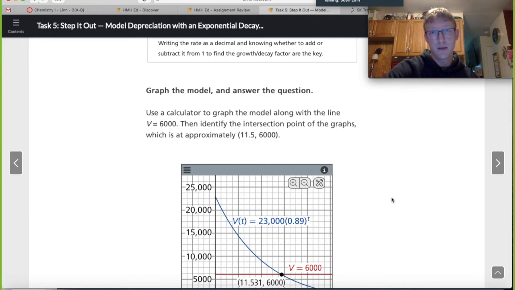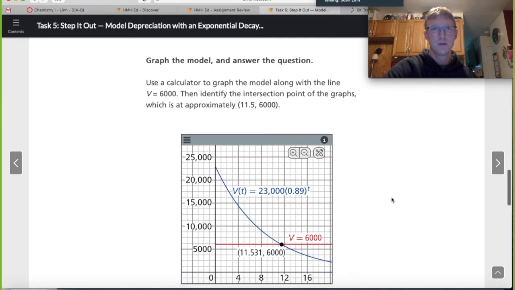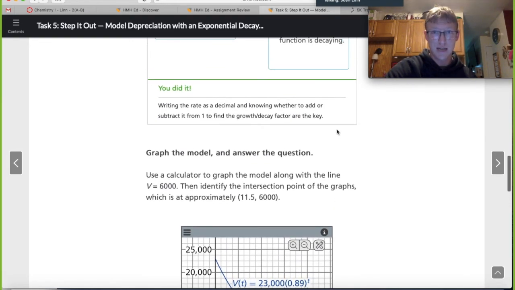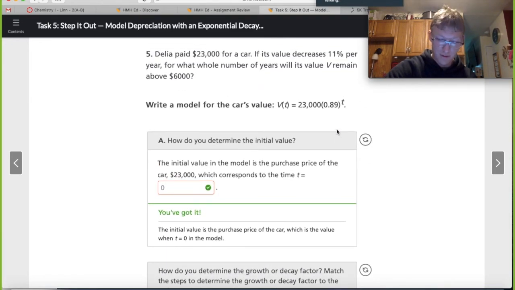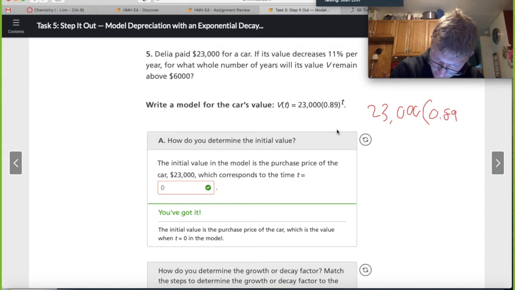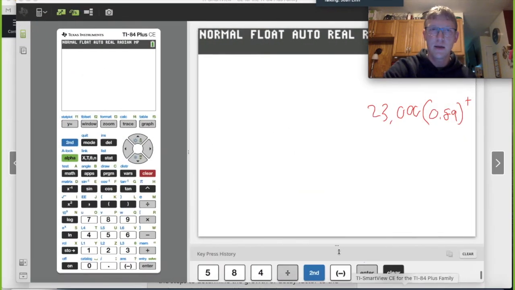Graph the model and answer the question. Love it! Graph the model. That makes it way easier, right? So you are going to stick this equation into your calculator. So I'll go ahead and show you how to do that. As a reminder, I'm going to write it on the screen. 0.89 t. So we're going to plot our handy dandy calculator.